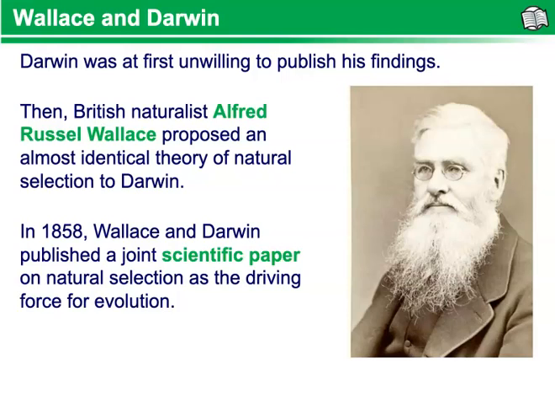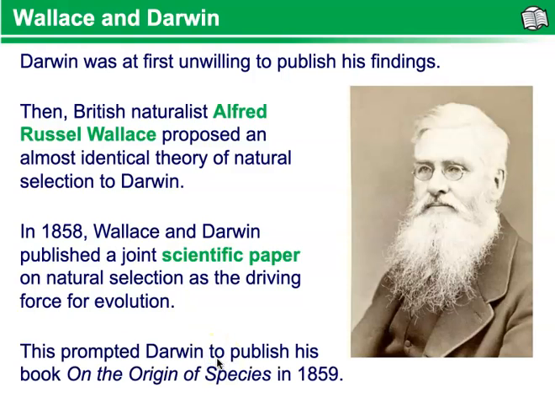Alfred Russel Wallace and Charles Darwin. Darwin was at first unwilling to publish his findings. He knew that they would lead to a great amount of controversy. Then the British naturalist Alfred Russel Wallace proposed an almost identical theory of natural selection to Darwin. And in 1858, Wallace and Darwin published a joint scientific paper on natural selection as the driving force for evolution. This prompted Darwin to finally use all of his evidence to publish his book on the Origin of Species in 1859.